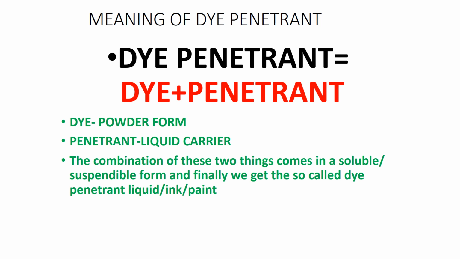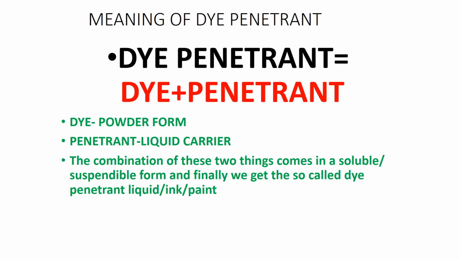Now, different manufacturers come with different dye and different penetrant combinations. Nobody is going to tell you the exact combinations, the types of dyes, the chemical formulas of dyes and the chemical formula of the penetrant. But in layman terminology, you can know that dye penetrant is a combination of dye plus penetrant. Dye is the powder form and penetrant is the liquid carrier; transformer oil, kerosene oil and some other liquid carriers can be used.